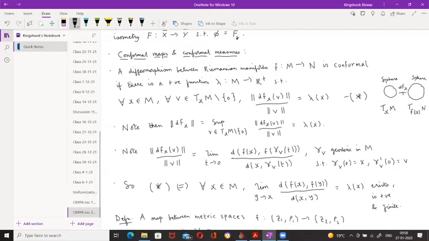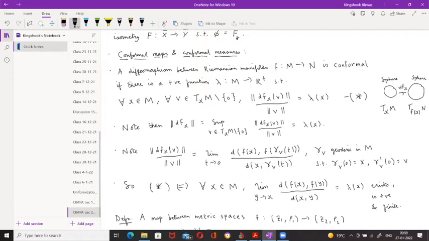So let me first rephrase this condition in terms of just distances. Note first of all, this stretch factor lambda x is also equal, in this case, to the operator norm of the linear map dfx. Remember, the operator norm is the supremum of this stretch factor over all non-zero vectors. So this is constant in v, so this supremum is equal to lambda x.